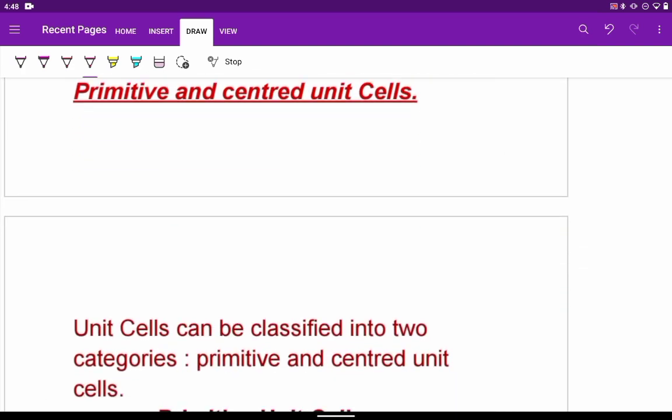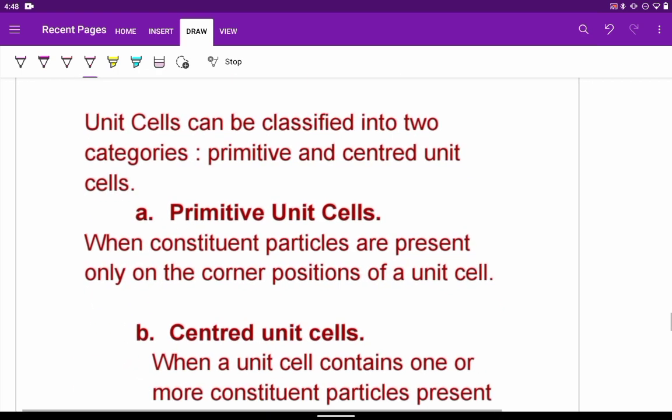Unit cells can be classified into 2 categories, primitive and centered. In a primitive unit cell, the constituent particles are present only at the corner positions of the unit cell. Then it is a primitive unit cell.